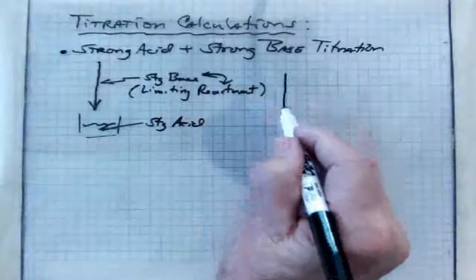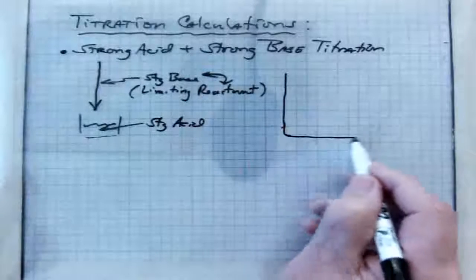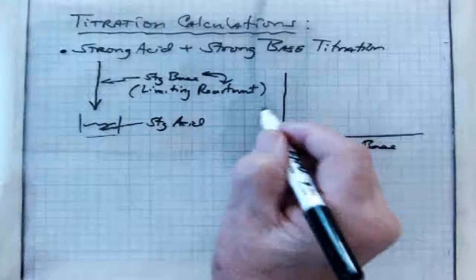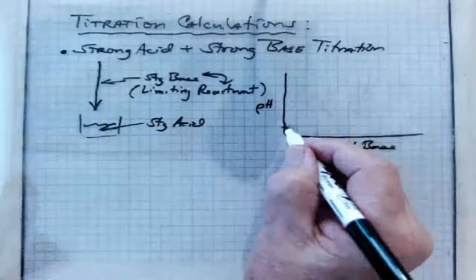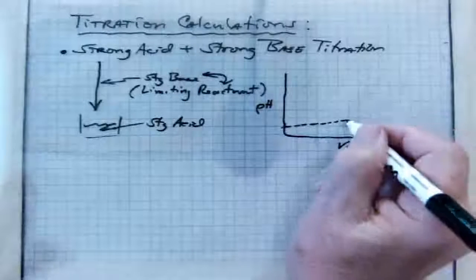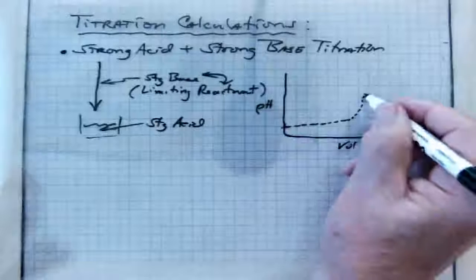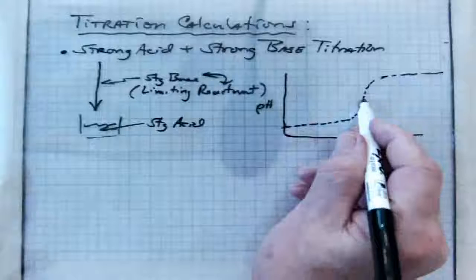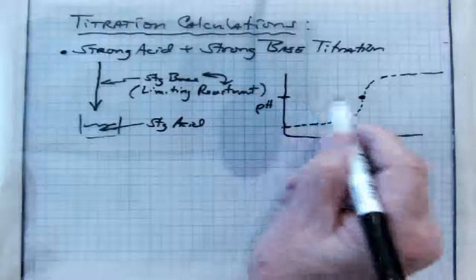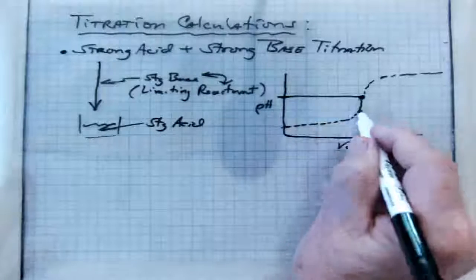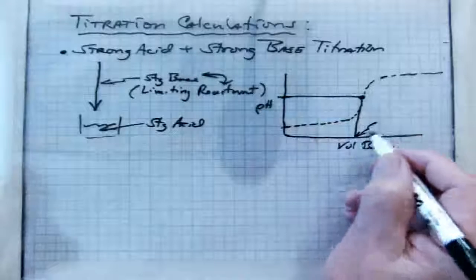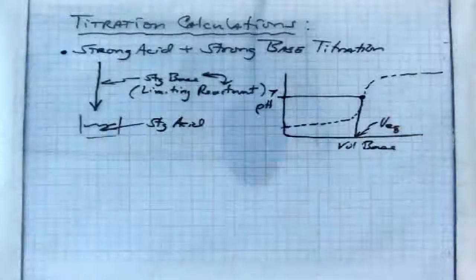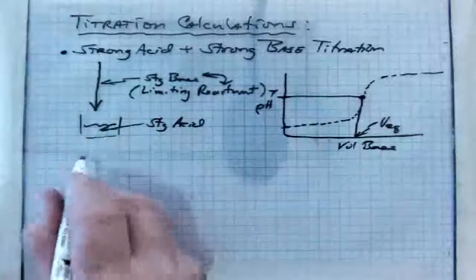And what you'll see, as we've drawn several times, volume of base added into the acid starts with a low pH, goes along and follows this trend. Of course, we'll go through pH 7 at the VEQ and so forth.